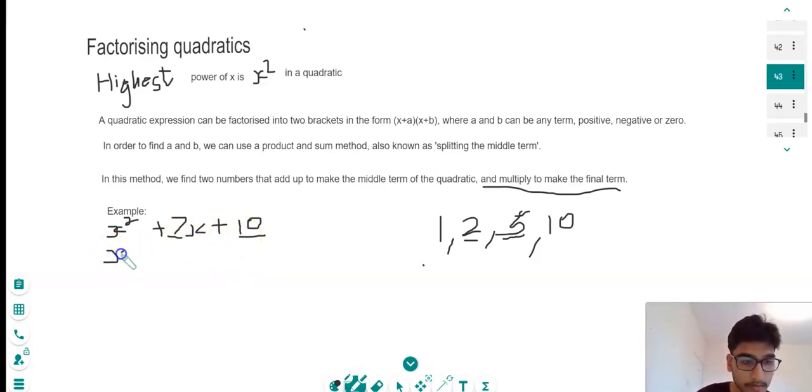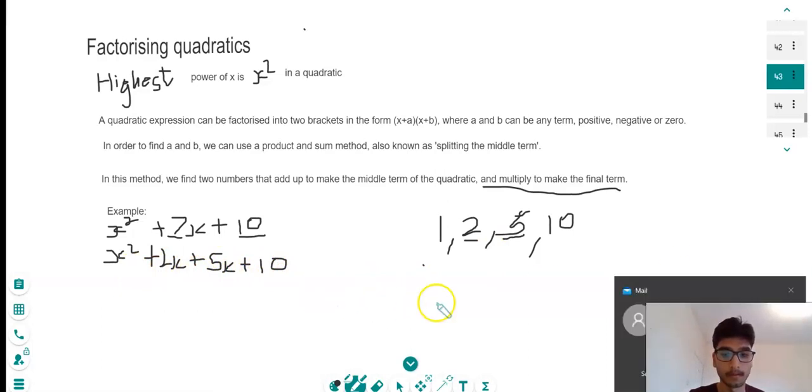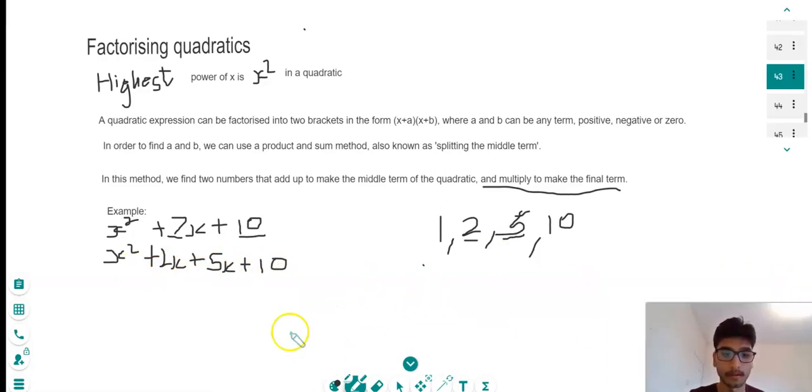So we have x squared plus 2x plus 5x plus 10. So now we've split the middle term, so now we can effectively factorize this equation. So you have to now split this into two different parts. You have this part and you have this part.